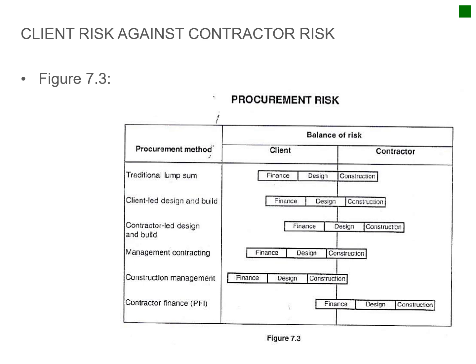Okay, then we get to client risk against the contract risk. Figure 7.3 is just a very nice comparison for your procurement risks. So you either have traditional lump sum risks, where the finance and the design is all on the client, and then the contractor is responsible for the construction. Then you have client-led design and build. Now it moves slightly towards the contractor because he gets involved in the construction bit a little bit earlier on, and actually has a bit of input into the design process.